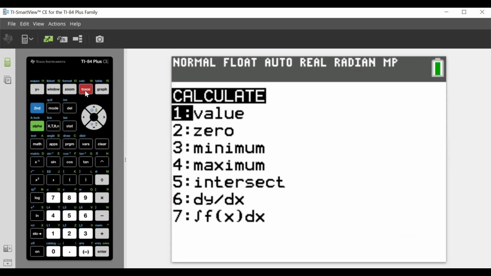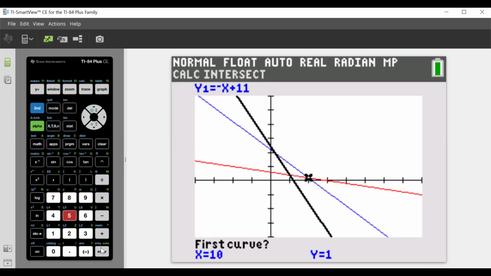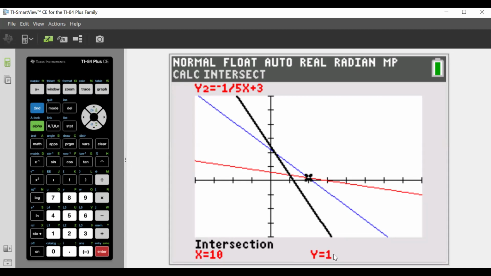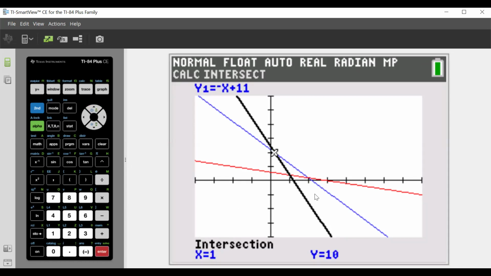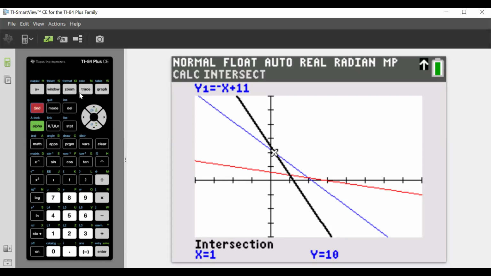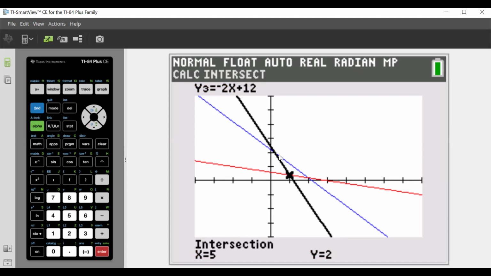So doing that, we're just going to do 3 intersections. So blue and red, and our intersection is 10, comma 1. Pretty easy. All right, let's do it again. Let's do an intersection. This time black and blue. So that one's going to be up here, 1 comma 10. Not too bad. And one last time. Now we need a black and a red. And that one's going to be 5 comma 2.